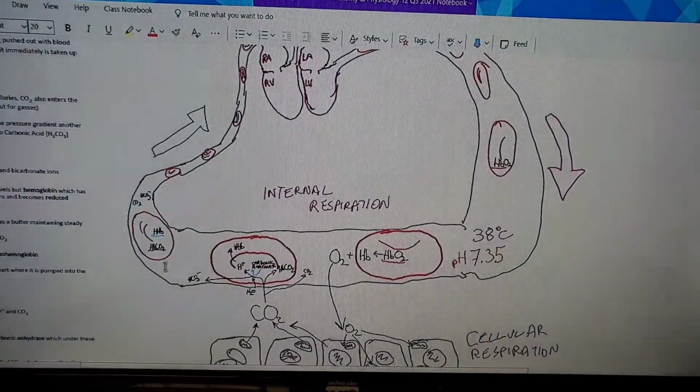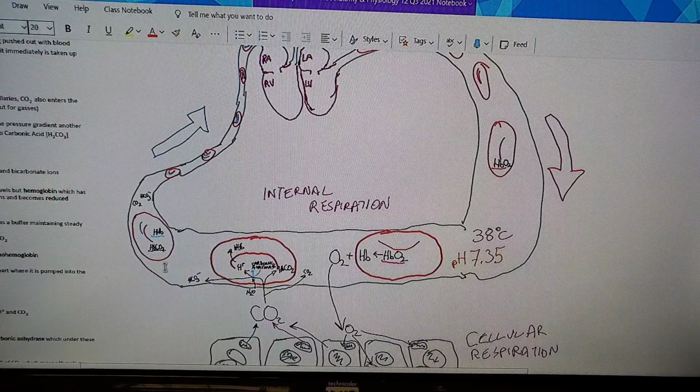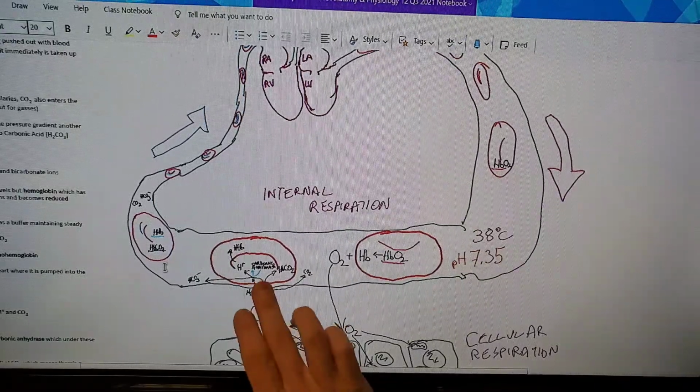So what happens is two things happen. Here it gets a little bit crazy, and you can see it's a little bit small here.